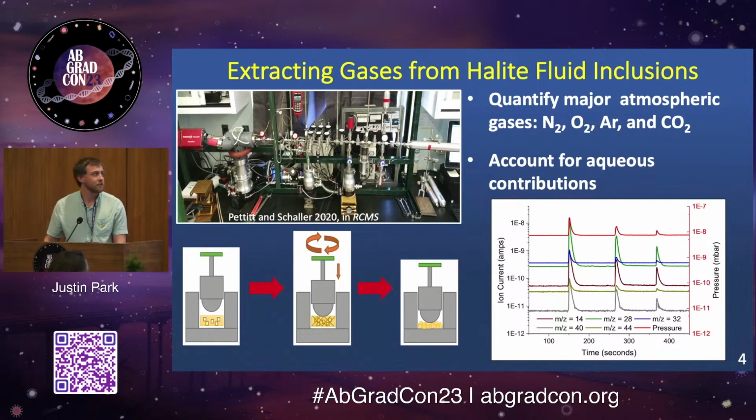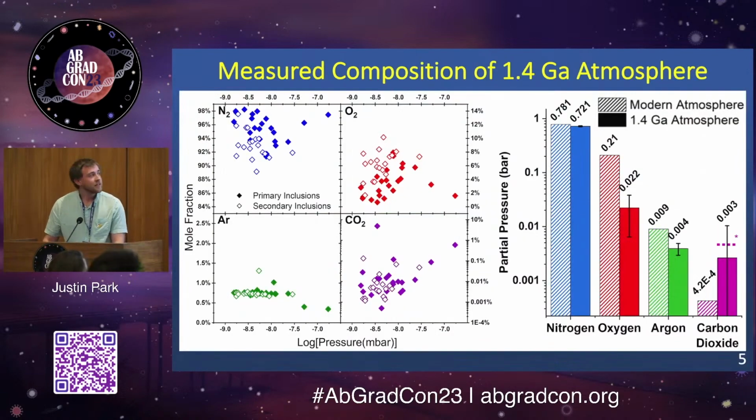present in these inclusions. When we backtrack and calculate the ancient atmosphere composition, we do have to be wary of any aqueous contributions. As we know, Henry's law tells us this atmosphere may also be dissolved in the brine phase in its equilibrium. So when we did this, we saw some variability in our results. Here I have plotted the mole fraction of nitrogen, oxygen, argon, and CO2 as a function of the size of each sample.